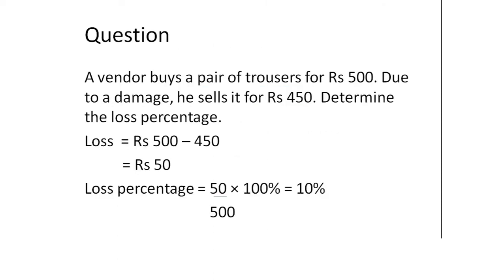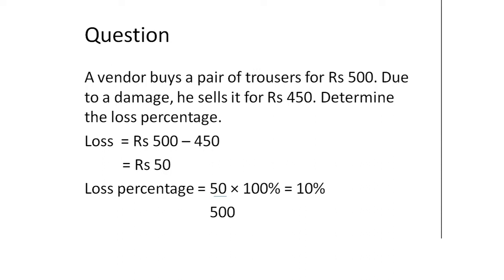Another question. A vendor buys a pair of trousers for 500 rupees. Due to damage, he sells it for 450 rupees. Determine the loss percentage. Loss is 500 rupees minus 450 rupees, 50 rupees. So the buying price is greater than the selling price, so there's a loss. What is the loss?